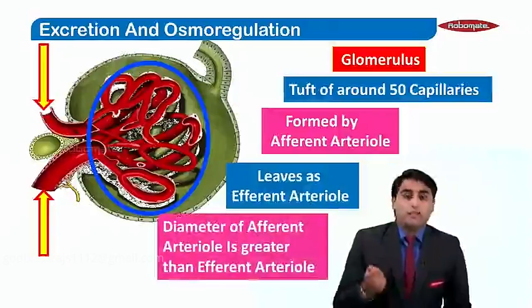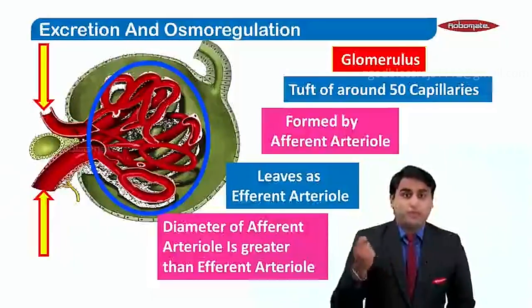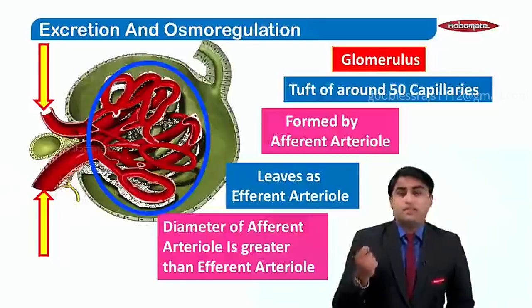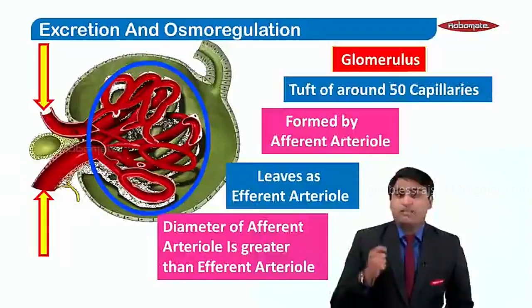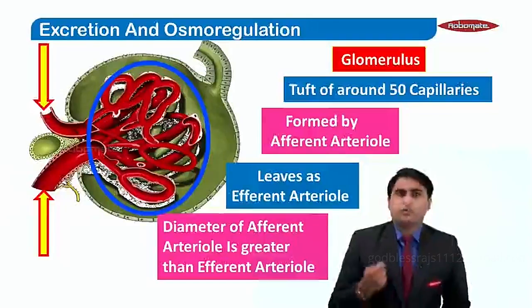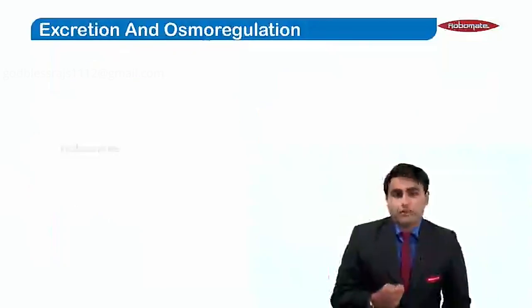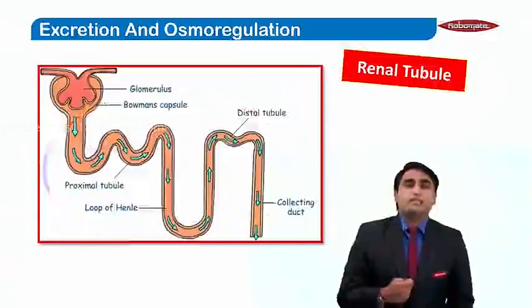The diameter of the afferent arteriole is larger than the efferent arteriole. You can appreciate that in the diagram, and this difference in diameter between the afferent and efferent arteriole is very important for the filtration of blood. That would also be discussed in later modules when we discuss the formation of urine. Now let's see the renal tubule.